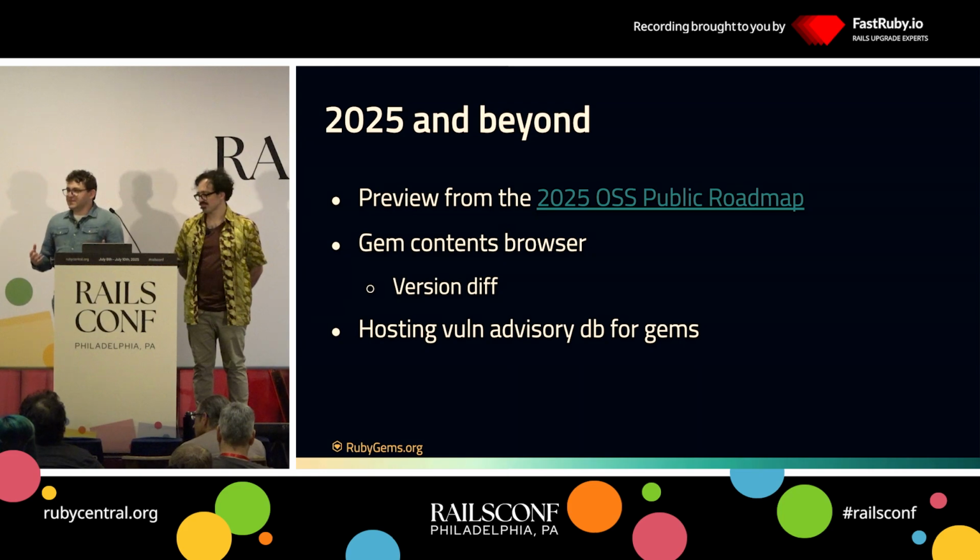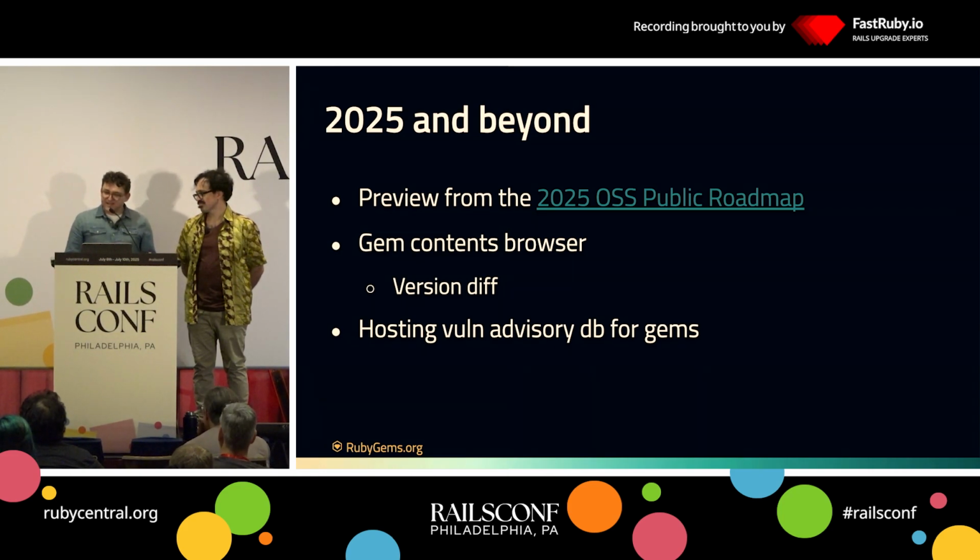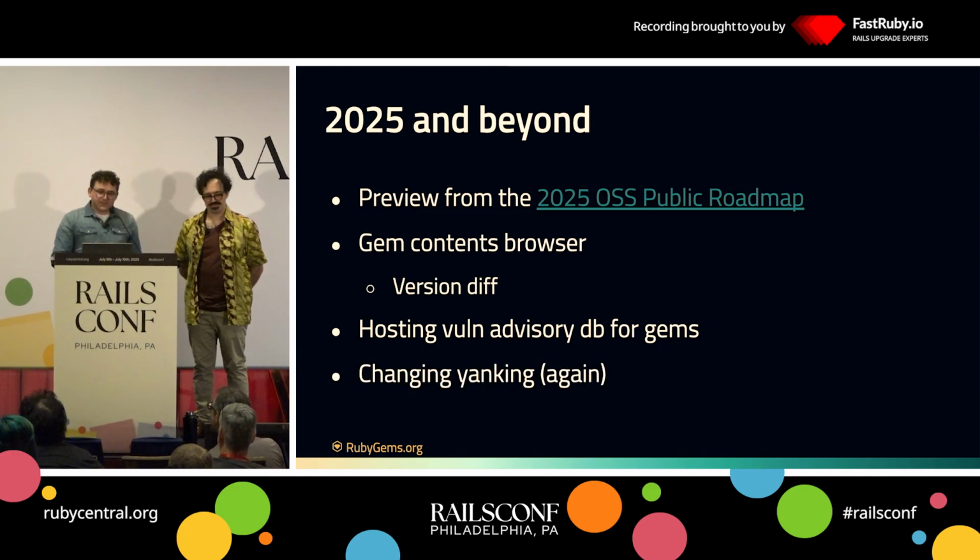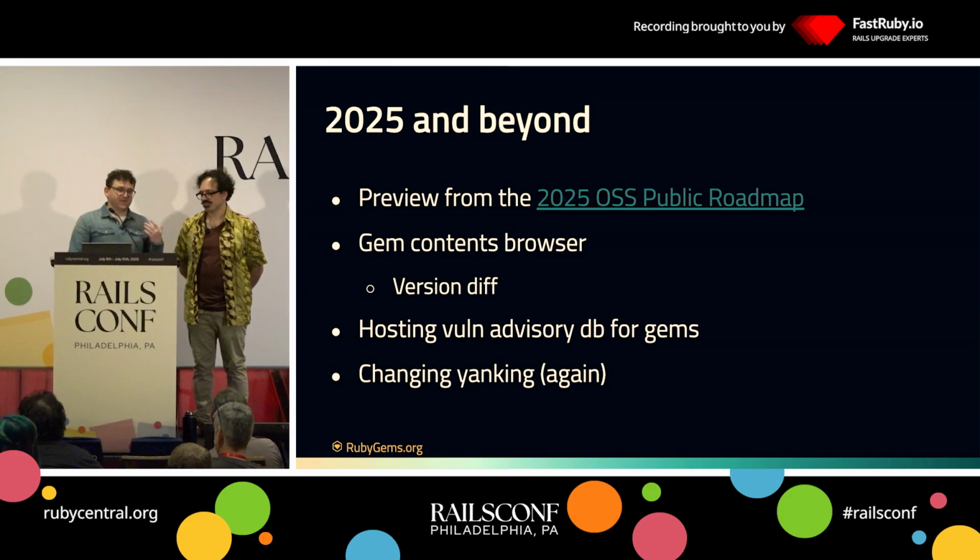We'd love to host a vulnerability advisory database for gems. I know that CVEs are a super scary thing, and we don't want to make people in the Ruby community deal with them when they're not necessary. And maybe we'll change how yanking works again. It's going to be fine. Don't worry about it. Trust me. But what I want to point out is that this current roadmap isn't limited by Rails. Our choice of framework that Nick made 15 years ago is still not getting in the way of the things we want to do.